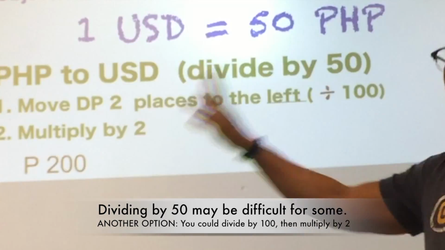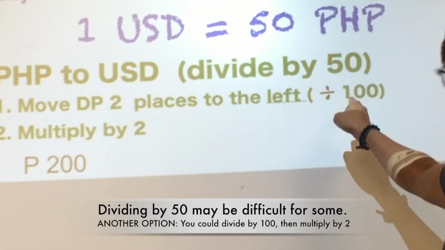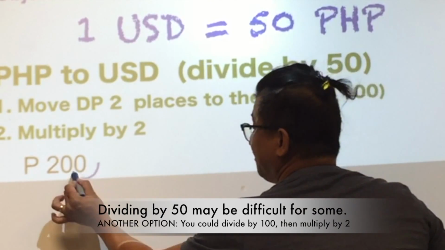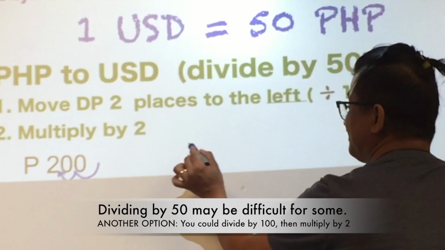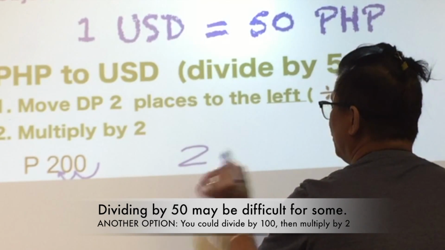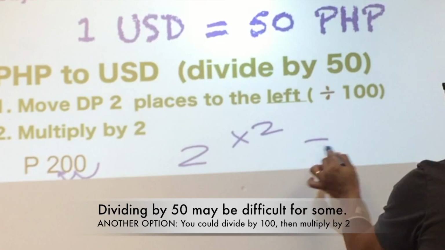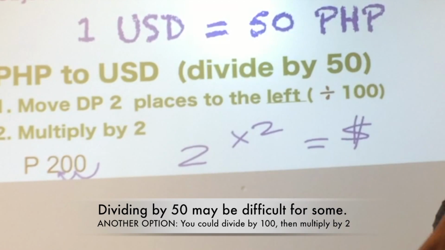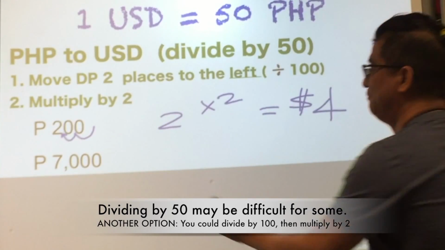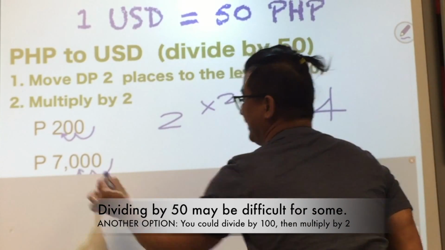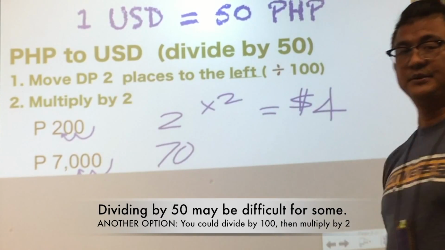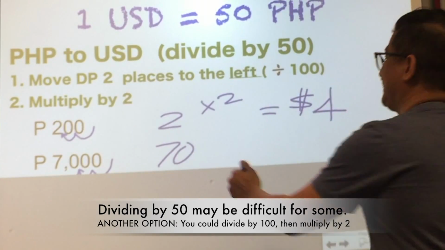Okay, let's try this now. If I divide by 100, I simply move the decimal point two places to the left. So I'm thinking of 2. Okay, after getting 2, multiply it by 2, and I get 4 US dollars. Okay, so try the next one. Move the decimal places twice to the left, you're thinking of 70. But that's too much. So double it, that becomes what?